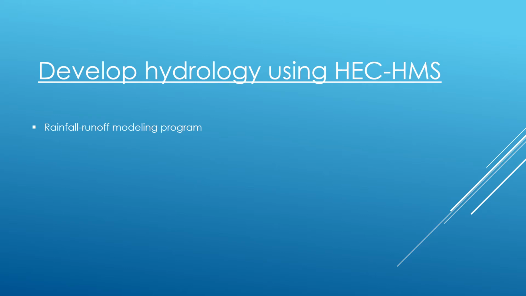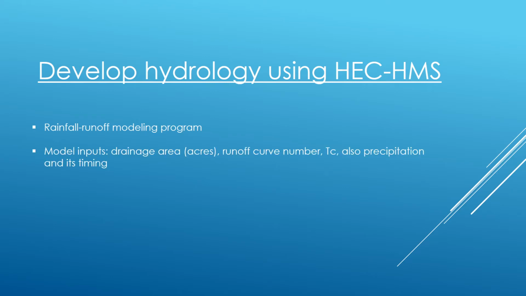HEC-HMS, that stands for Hydrologic Modeling Software, and it is a rainfall-runoff modeling program. The inputs into HMS include drainage area, runoff curve number, and time of concentration, and you do that for each sub-basin that you're modeling, and also precipitation and its timing.